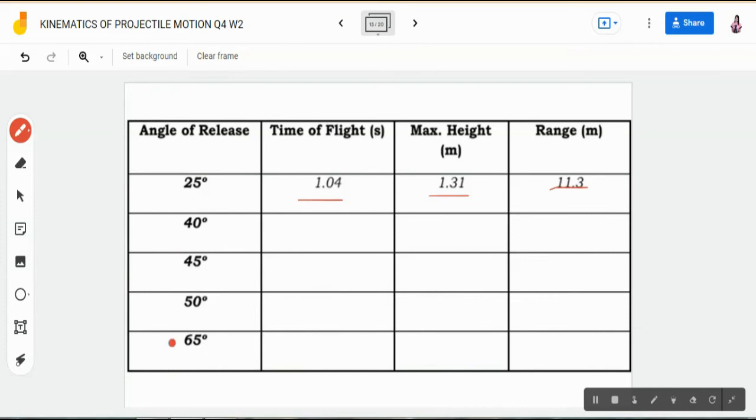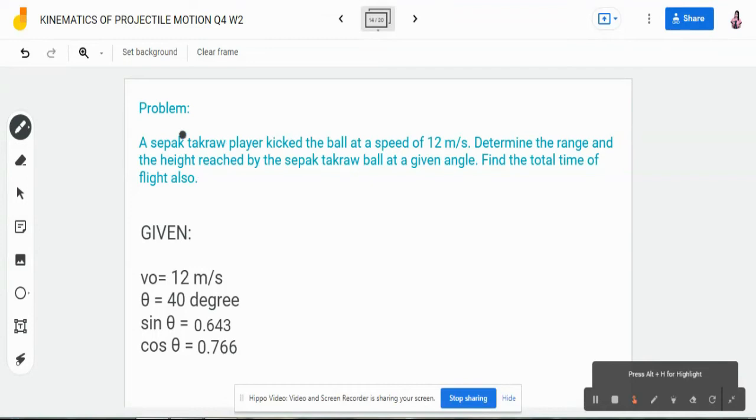Now, another example. Try naman natin i-calculate itong 40 degree. Hanapin naman natin siya. So, same process lang naman yun. So, let's begin. Okay, so same problem tayo. But this time, naiba yung ating angle of release kasi we will be using 40 degree. And then, yung ating sine theta or sine value is naiba rin. Ganun din kay cosine value.